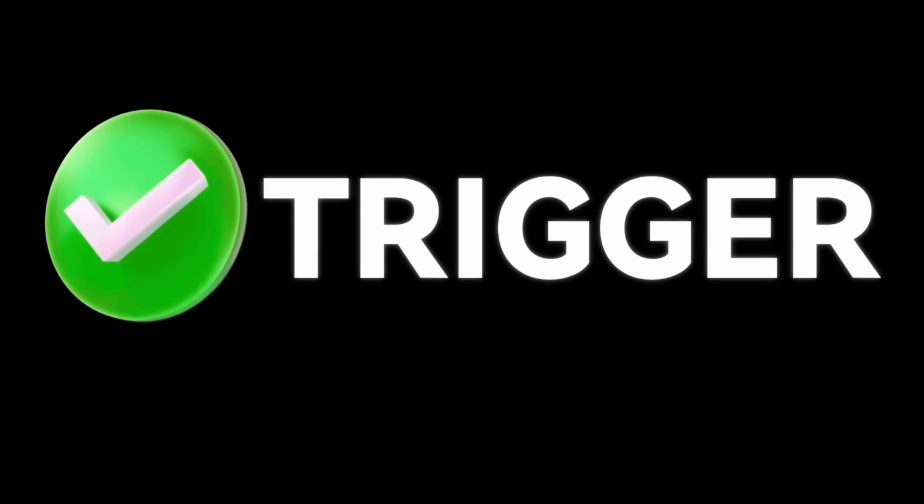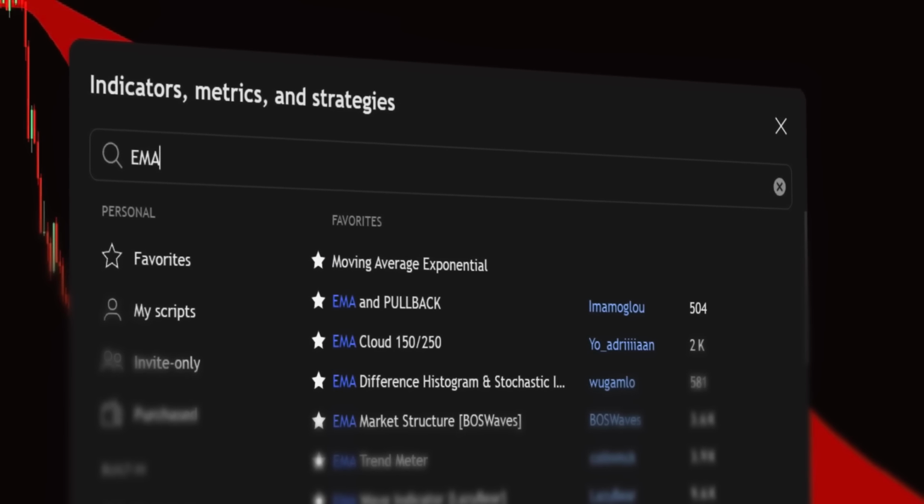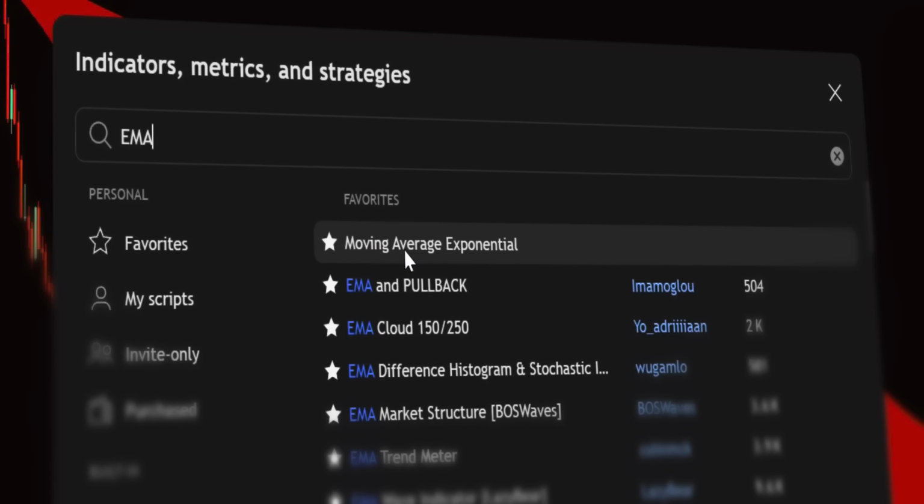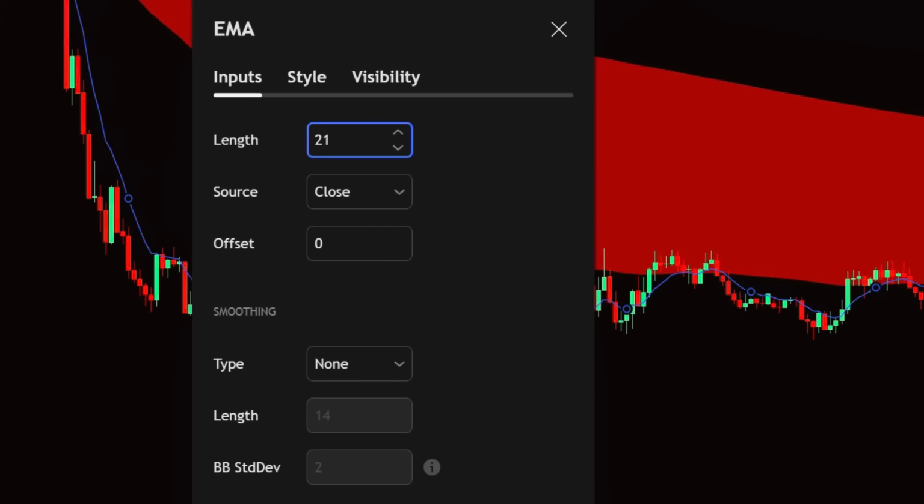But trend alone isn't enough. Knowing the direction doesn't tell us where to enter. We still need a trigger. For that, we'll use a second tool, an exponential moving average. Again, this is not a signal generator. It simply measures short-term participation inside the larger trend. Let's make it easy to read. Set the EMA length to 21. That's all we need.